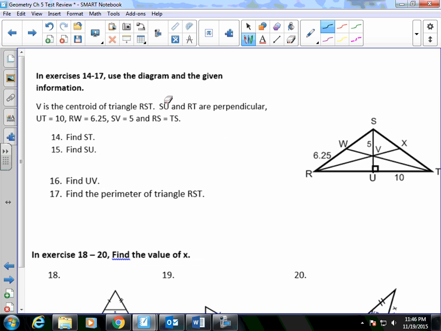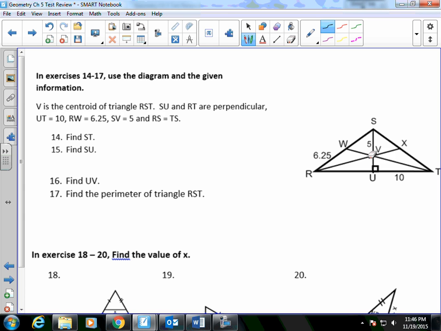All right, so 14 through 17, use the diagram and the given information. V is the centroid of triangle RST. SU and RT are perpendicular. The length of UT is 10. The length of RW is 6.25. The length of SV equals 5. And the length of RS is equal to the length of TS. So RS and TS are the same.